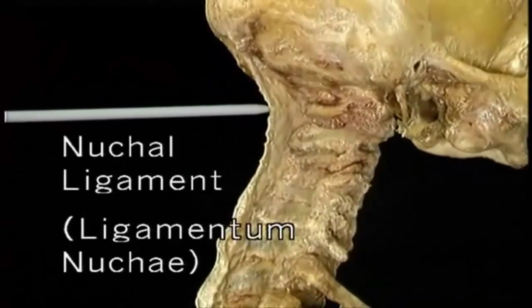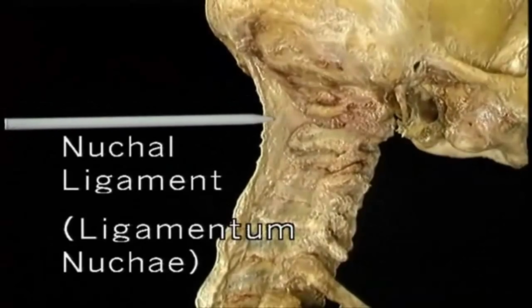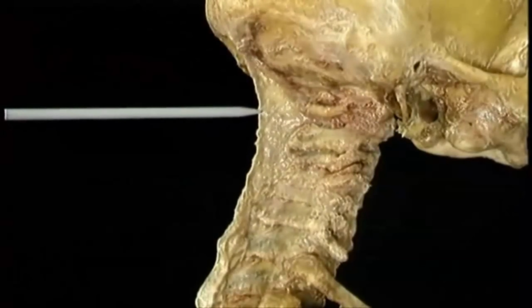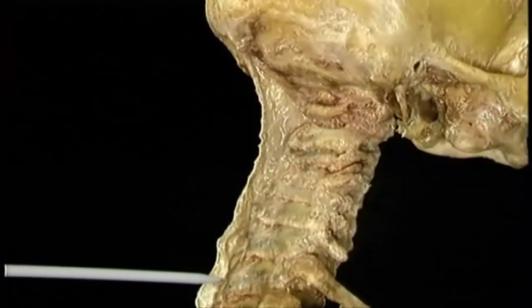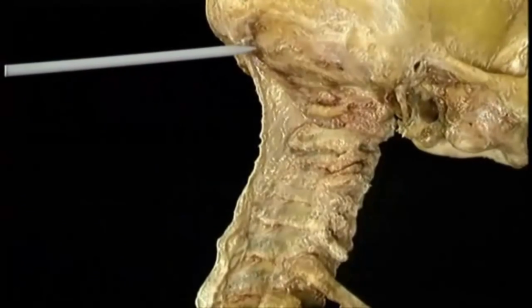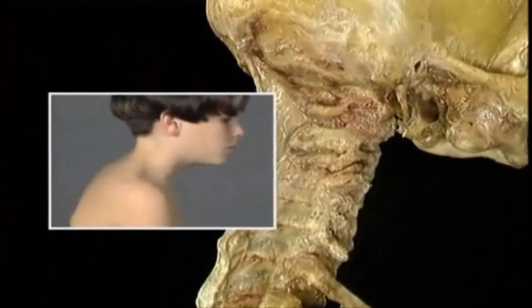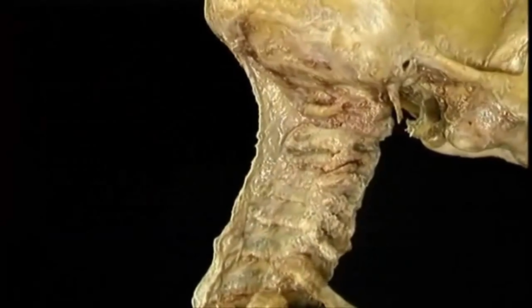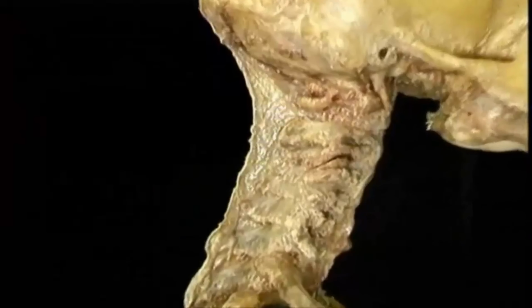Here's the nuchal ligament, also called the ligamentum nuchae. It's a sheet of strong fibrous tissue that extends from the spinous process of the first thoracic vertebra to the external occipital protuberance. The nuchal ligament limits forward flexion of the head and the cervical spine. It also serves as the attachment for some major muscles.